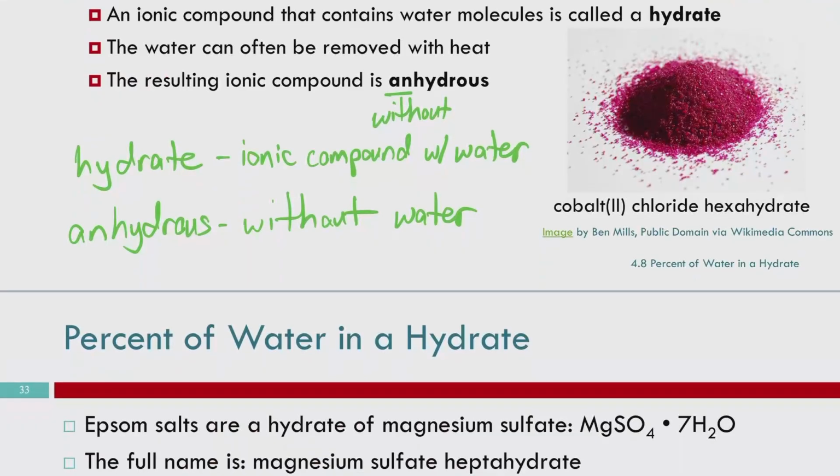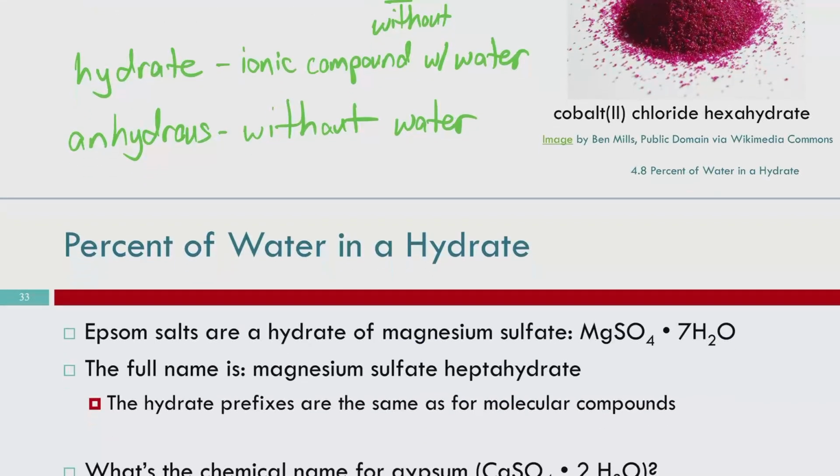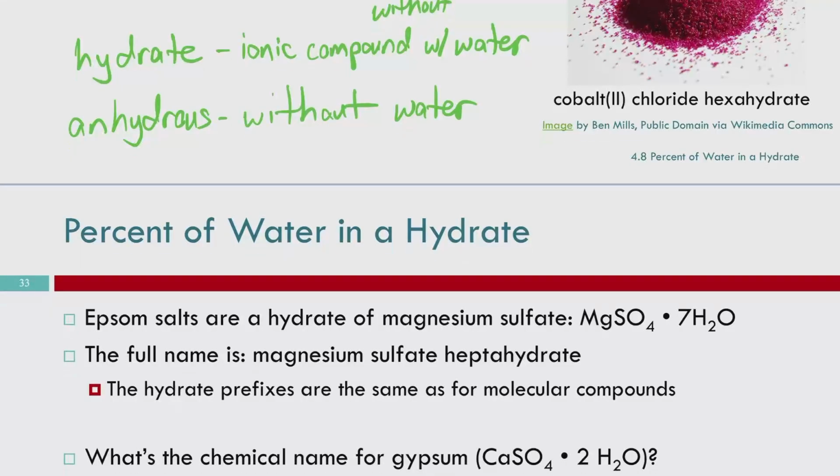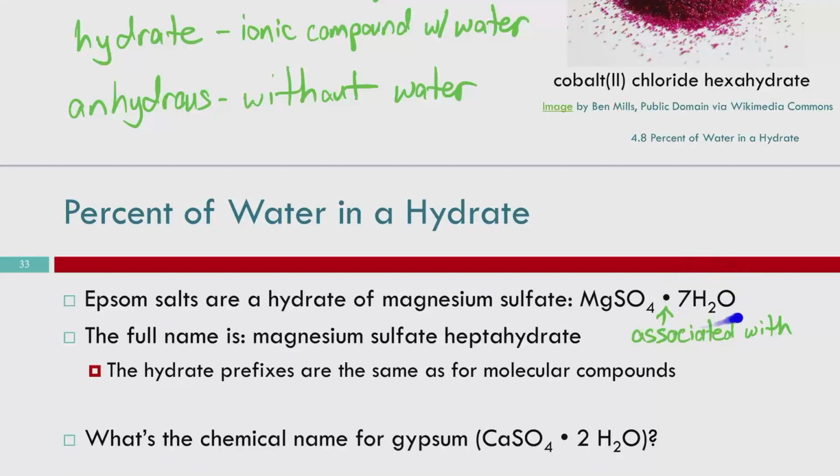And we can also calculate percent of water in a hydrate. For example, Epsom salts are a hydrate of magnesium sulfate, MgSO4. We've got our magnesium sulfate here, and we've got our middle dot that's connecting our waters. Remember that this middle dot means associated with. They're just connected together. We're not making any statements at this point about how they're connected. They're just around. So there's 7 water molecules around for every 1 MgSO4.